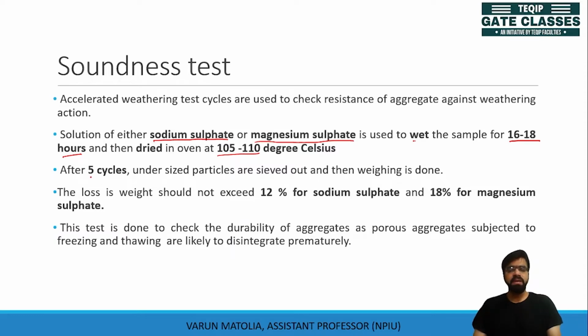This cycle is repeated 5 times, and after 5 times, if the loss in weight is more than 12% for sodium sulfate and 18% for magnesium sulfate, then the material is not considered to be durable. That's why we say that the soundness test is done for durability of aggregates.